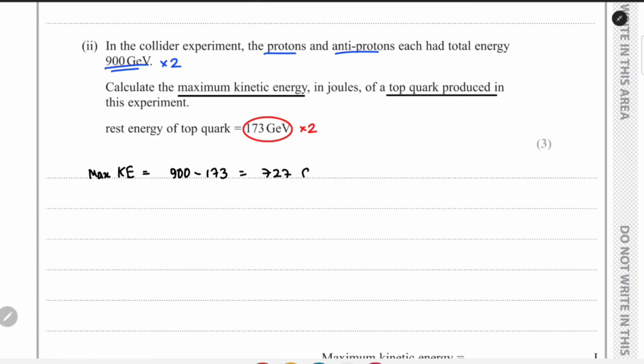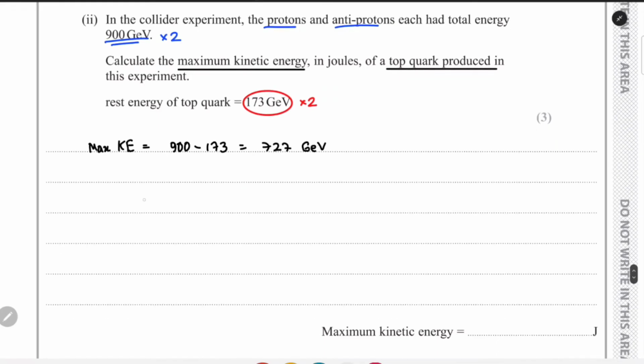which is 727 giga electron volts. Now I just have to convert this into joules since they want the answer in joules. So 727 giga electron volts is 727 times 1.6 times 10 to the power minus 19. This is converting electron volts, and we had giga electron volts, so I'll have to multiply by 10 to the power 9 as well. From here we get a value of 1.16 times 10 to the power minus 7 joules.